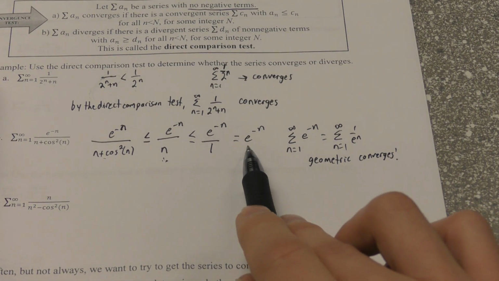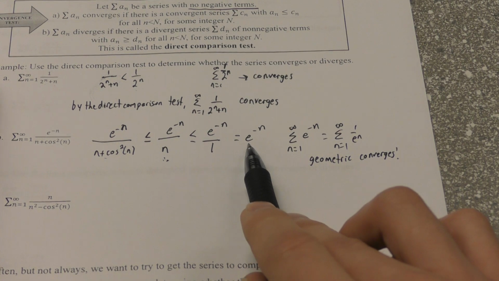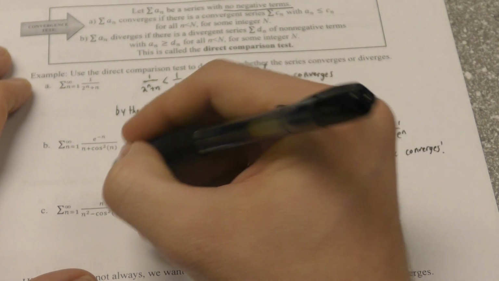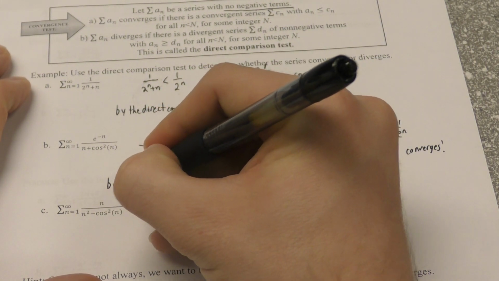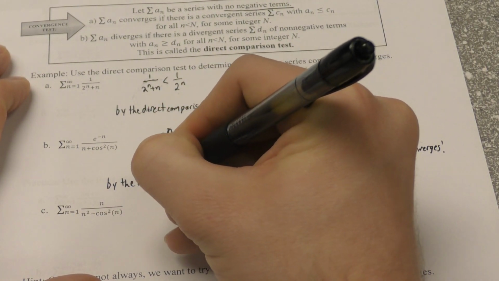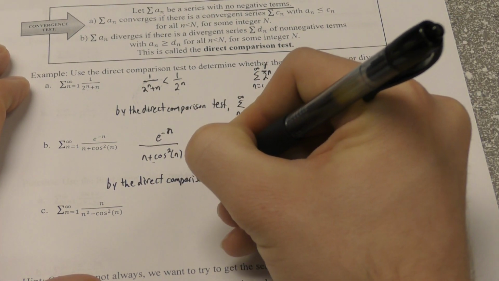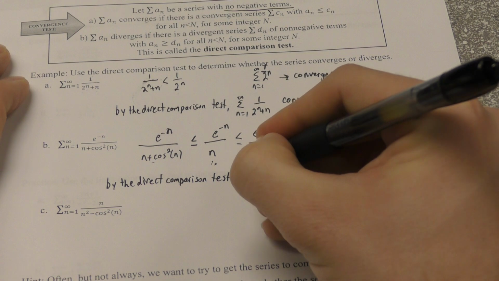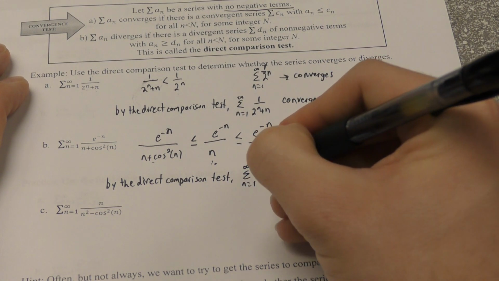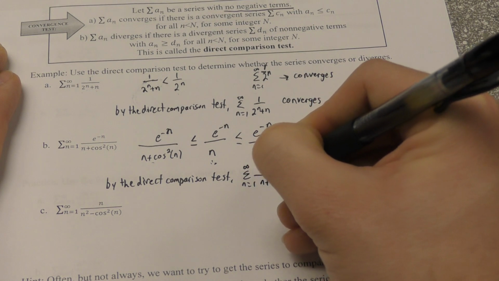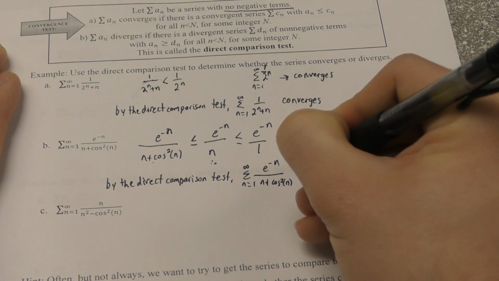I just proved that the series of this converges, and I know that my series terms are less than that one. Therefore, by the direct comparison test, my series n equals 1 to infinity of e to the negative n over n plus cosine squared of n converges.